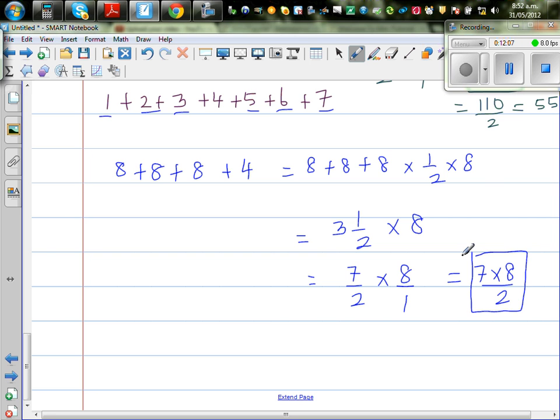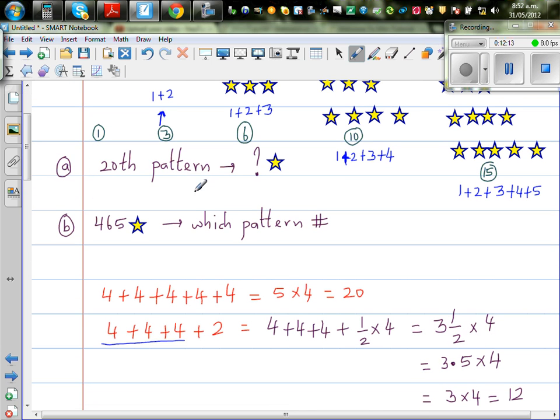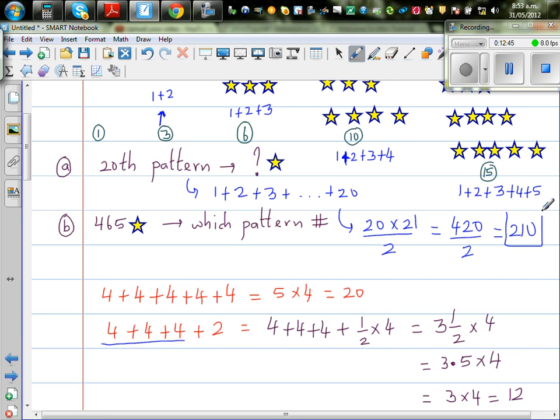So can you see a pattern? I wanted you to stop the video and answer this question. If you want to find the 20th pattern, you have to go from 1 to 20, isn't it? The 20th pattern would be the addition from 1 to 20. Having understood the pattern, this should be 20 times 21 over 2, which is 420 over 2, which should be 210. You can check that: use your calculator and add from 1 to 20, and you'll get 210.